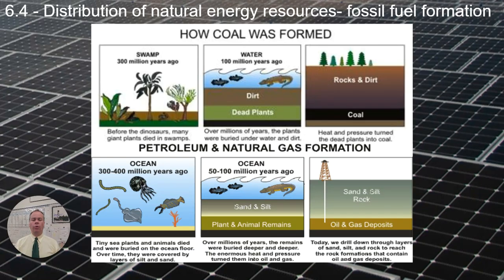In topic 6.4, we're going to be talking about the distribution of energy sources, the formation, the amounts of these various energy sources that are available on Earth. So we'll start by talking about the formation of fossil fuels. Again, fossil fuels are coal, petroleum or oil, and natural gas. And each of those types of fossil fuels was formed in different manners.